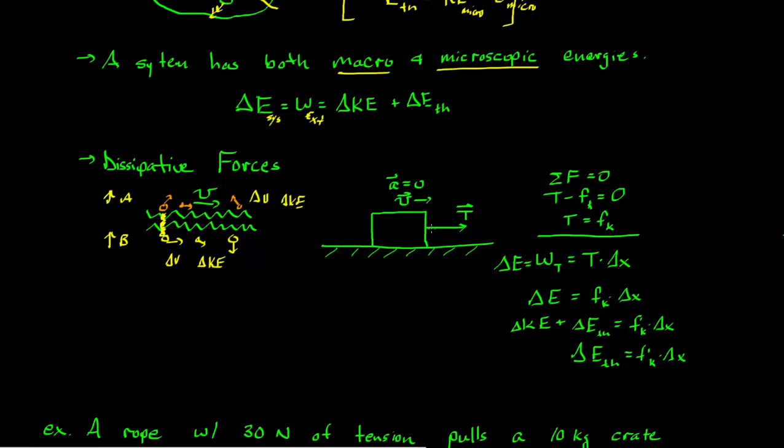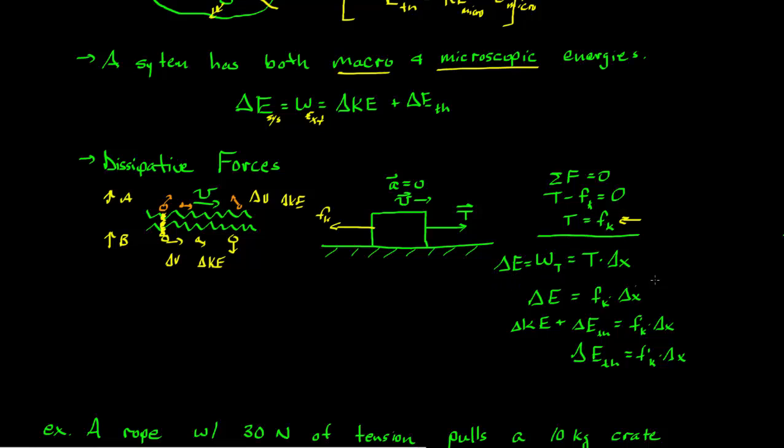Okay, so let's think about a box. We're pulling a box with some tension across a rough surface, no acceleration, so we have constant velocity. Since we have no acceleration, we know the net force is going to be zero, which means that the tension minus the friction, the kinetic friction on the other side, is equal to zero. And solving for that, we can see that the tension is equal to the kinetic friction force.